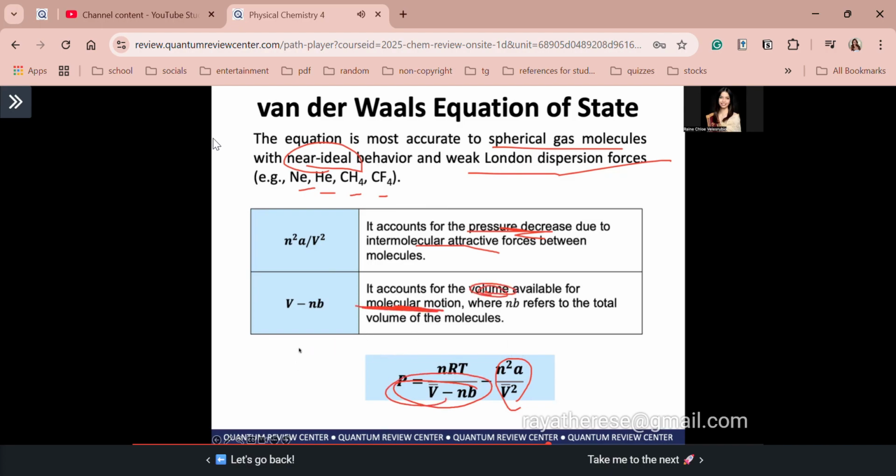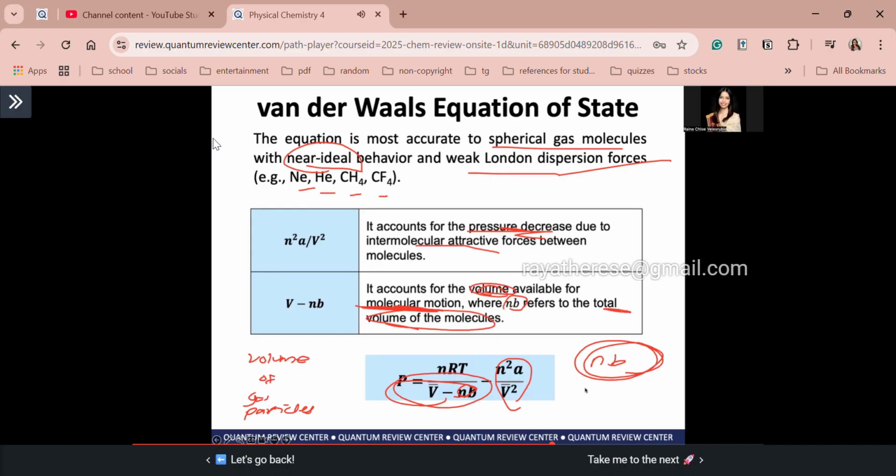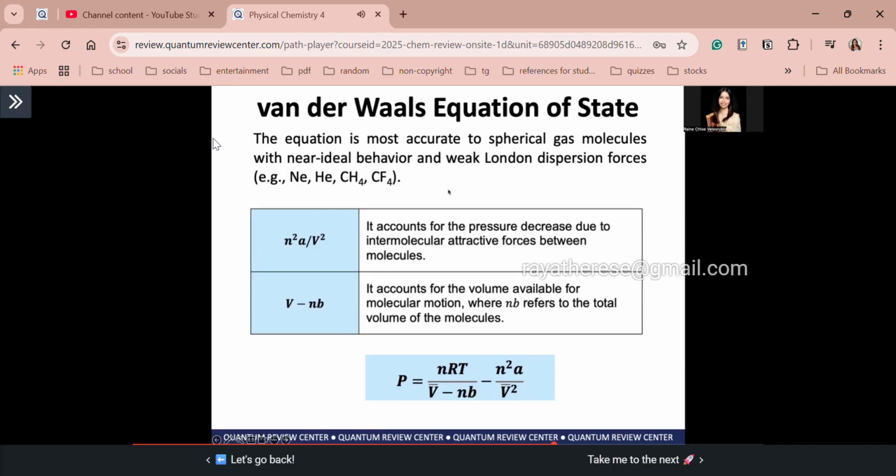Okay, and then guys, here in real gases, we take into account the volume of gas particles, right? So we have to take into account in the equation the volume available for molecular motion. Meaning, saang volume, guys, pwede gumalaw-galaw ang ating gas particles. Where NB refers to the total volume of the molecules. Okay? So guys, yung NB, to take into account natin, yung total volume ng gas molecules mo. Tapos, subtract NB from V. And then this equation here, V minus NB, will give us the net volume available for the gas particles to move around. Okay? I hope that's clear, guys.